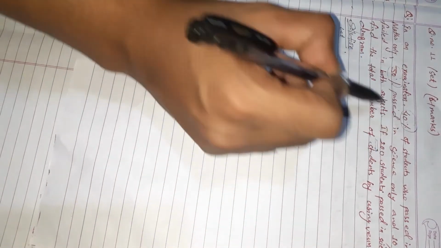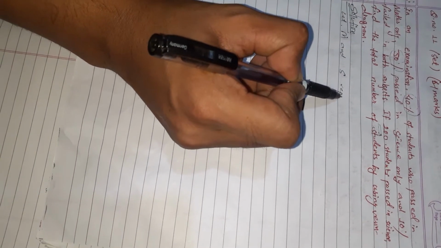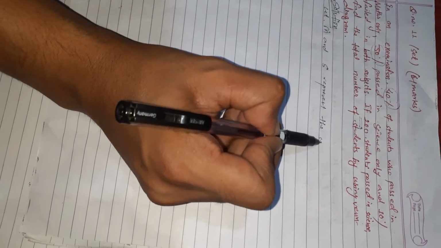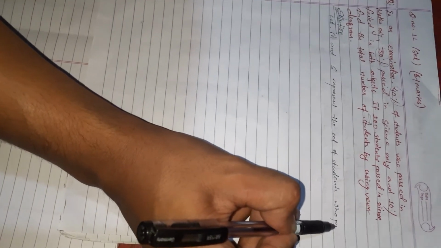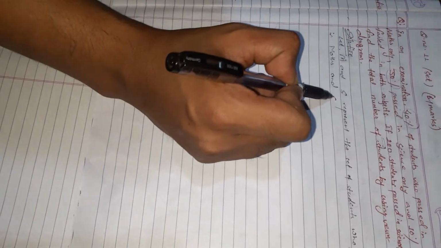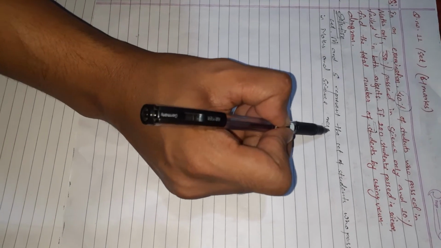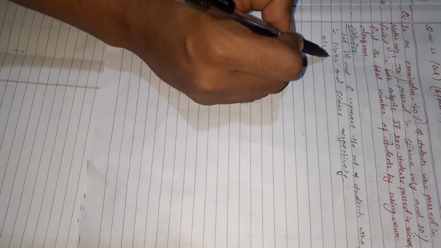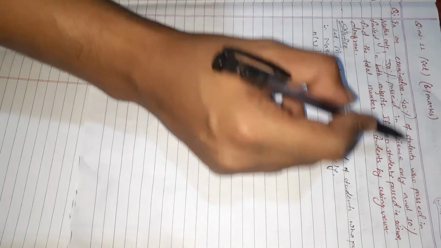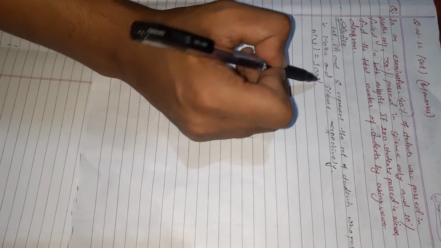The solution of this problem is like this. Let M and S represent the sets of students who passed in maths and science respectively. Now, let U be a universal set. If the question is given in percent, then 100% is what you have to find in number.